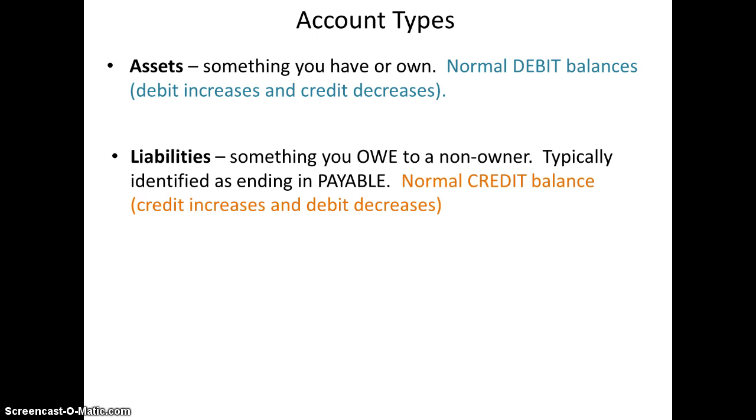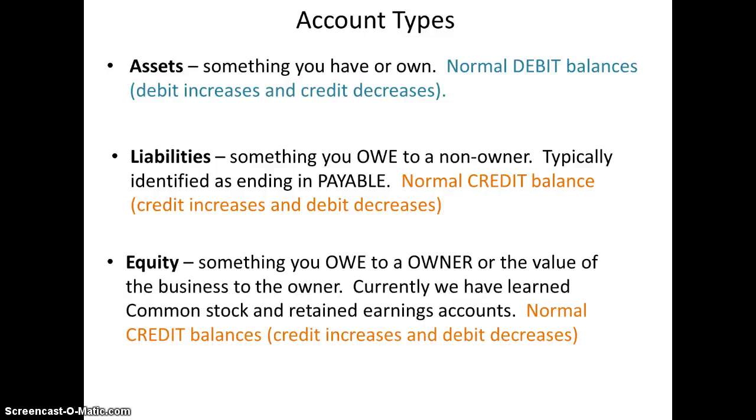Then we have liabilities. Liabilities are something that we owe to a non-owner. Typically, these are identified as ending in the word payable because we must pay someone. These have normal credit balances, which means that credit will increase and debit will decrease. Notice that's opposite the way assets work.